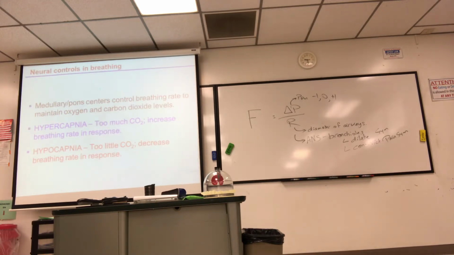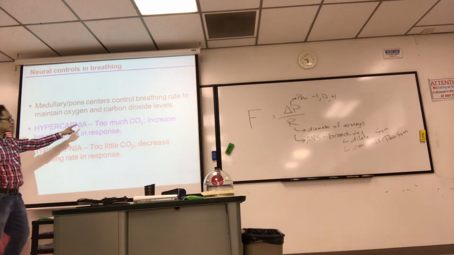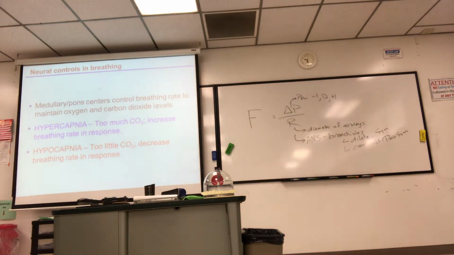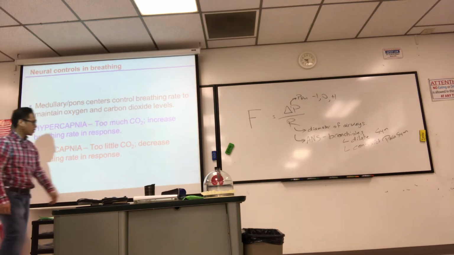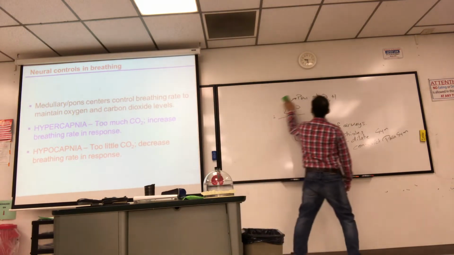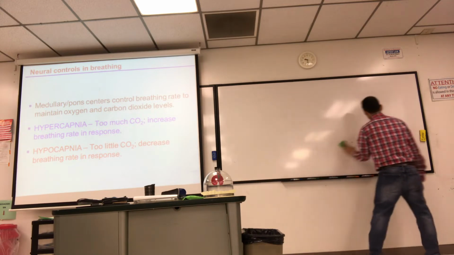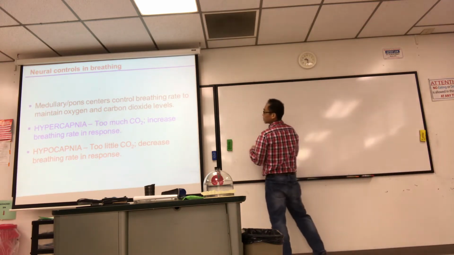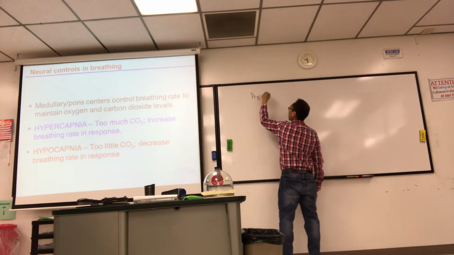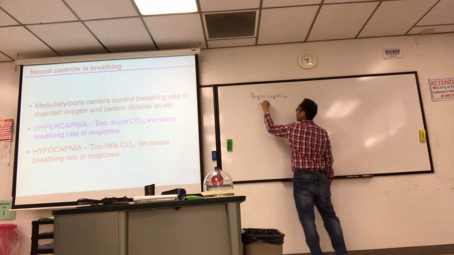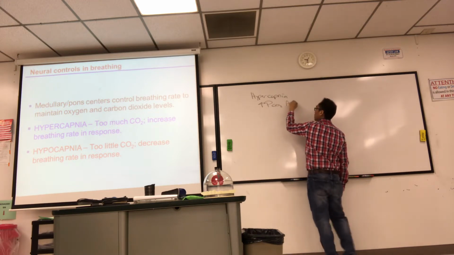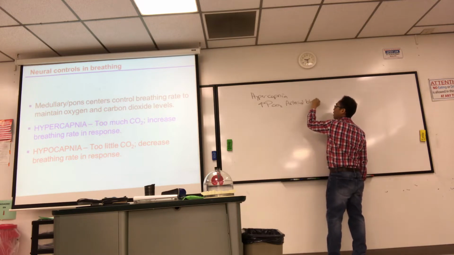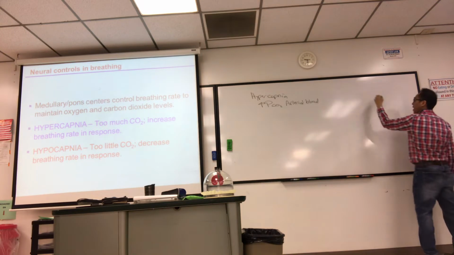Now the control of breathing, there are some neuronal controls in your medulla, and those centers in the brainstem are trying to maintain oxygen and CO2 levels. But of those two blood gases, it's really CO2 that's tightly regulated. In hypercapnia, you have too much CO2 in the blood, and the breathing rate increases to get rid of it. In hypocapnia, there's too little, and you decrease the breathing rate in response to let it accumulate. So, hypercapnia, you have an increase in the partial pressure of CO2 in arterial blood. You want to lower it. That's the imbalance. It's the opposite in hypocapnia.